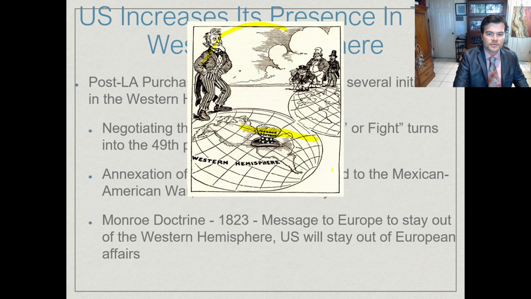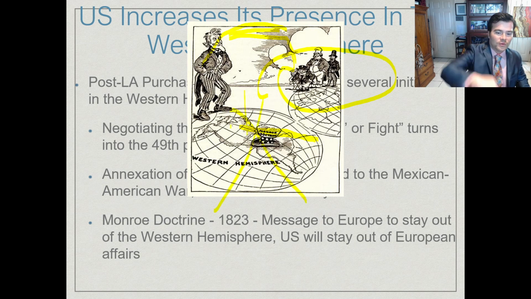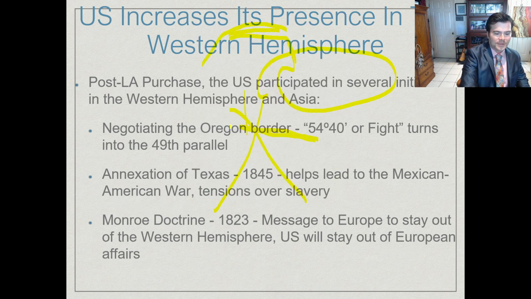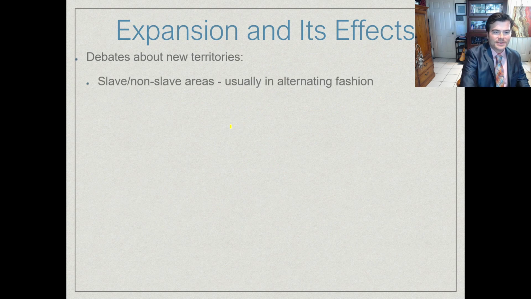Monroe Doctrine. Monroe is yelling to them, saying, hey, you European guys, stay out of the Western Hemisphere, okay? Monroe told Europe, the East, to stay out of the West. Stay out of here, okay? Back off, okay? Expansion and its effects.